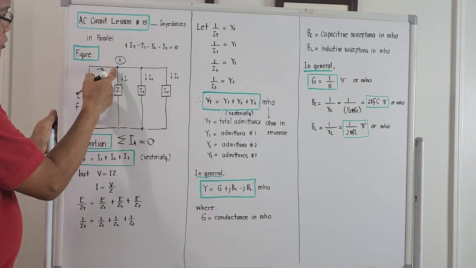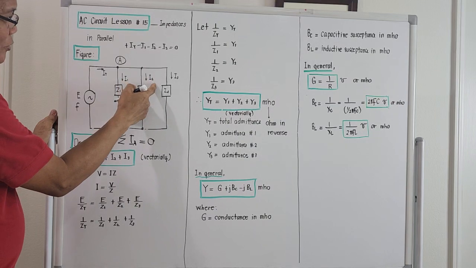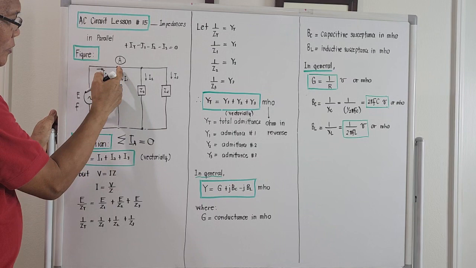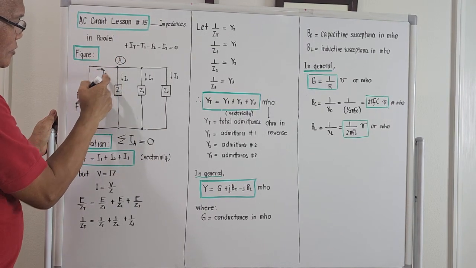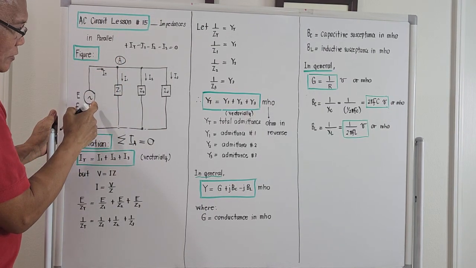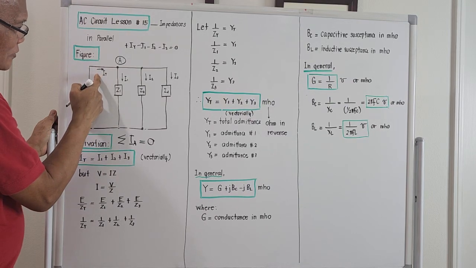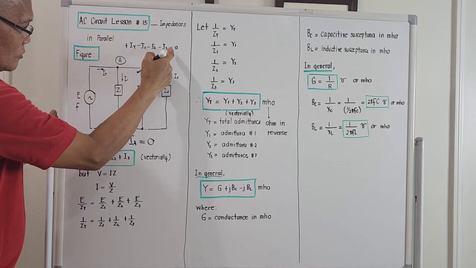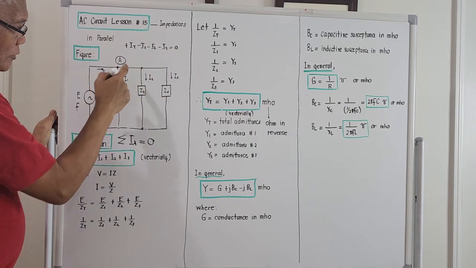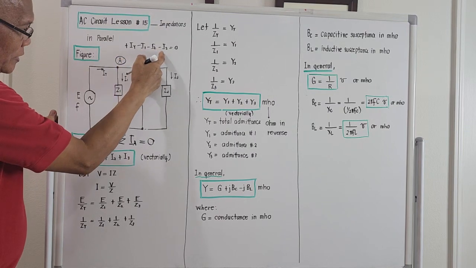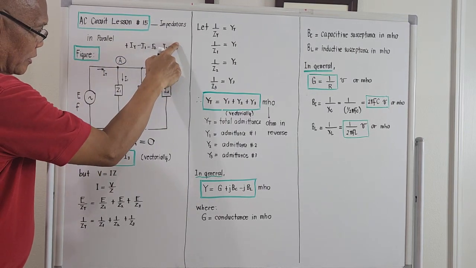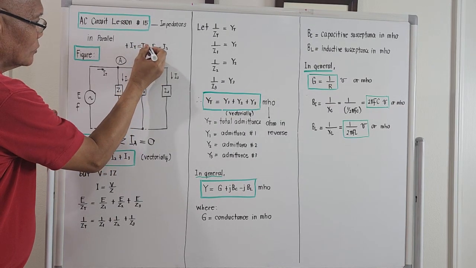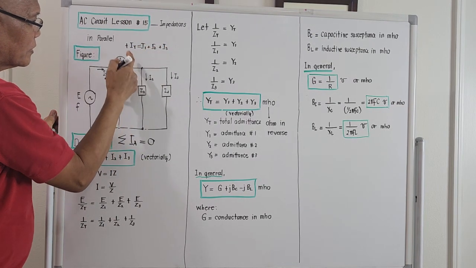If we take the summation of the current here, this I2 here emanates from this, I3 here emanates from this, and this I1 here emanates from this. And the current entering this one is the total current coming from the alternating current source. So plus IT minus I1 minus I2 minus I3, and this should be equal to 0. And if we transpose I1, I2, and I3 to the right hand side, this should now be equal to I1 plus I2 plus I3.